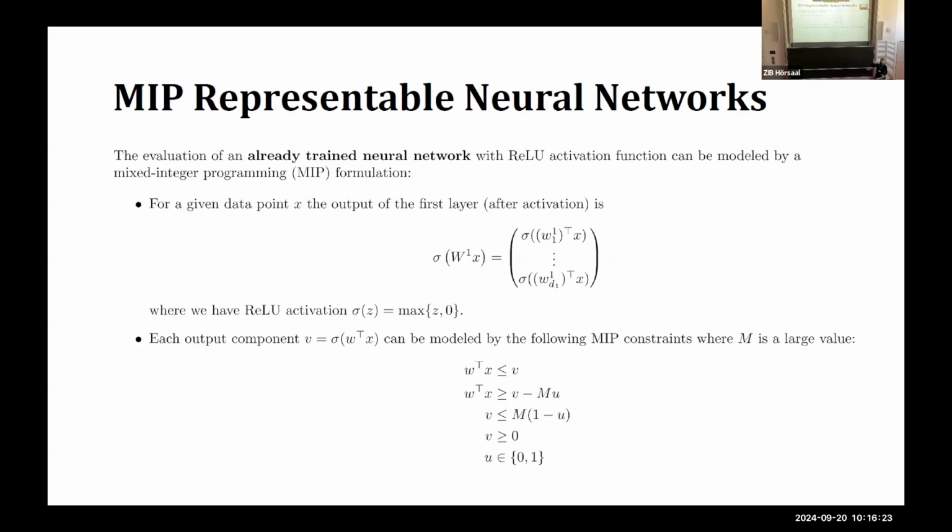That's what's coming out of the first layer. So let's call this V. V is what's getting out of the first neuron of the first layer. And now what you can do is model this max of Z and 0 by so-called big M constraints, which look like this. These are the constraints just for one neuron.